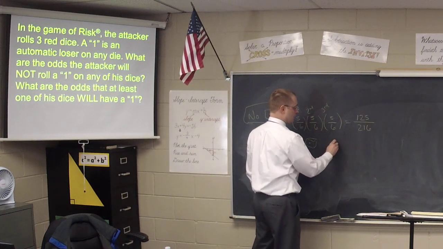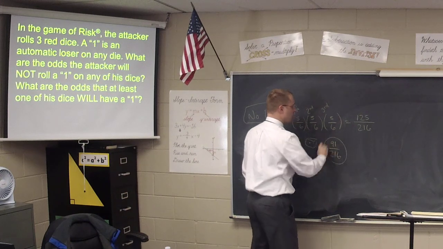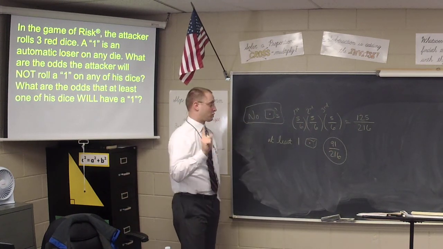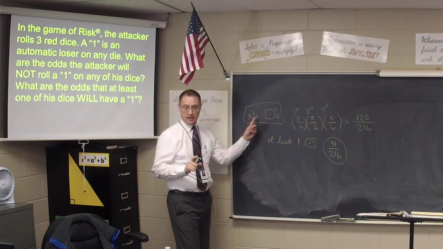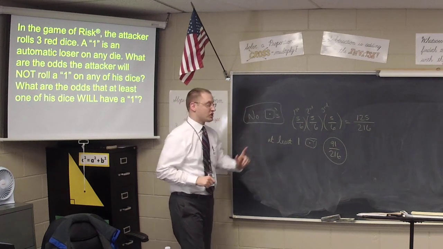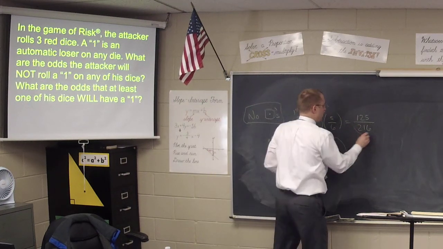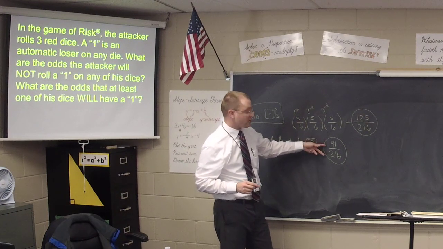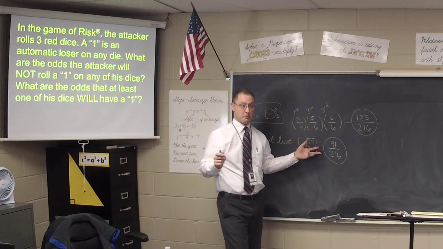91 over 216. There we go. How did you get that, Lana? Subtract it. Because the odds of nothing and the odds of at least 1 of that thing are complementary to each other. So in other words, that's better than a 1 to 3 chance, right?